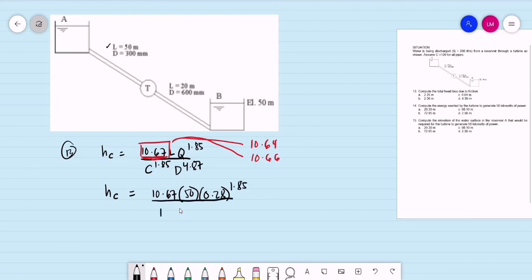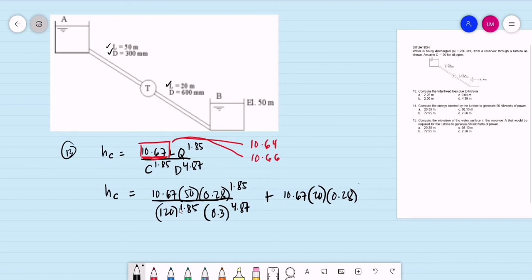I divided by the pipe constant, 120. This is raised to 1.85. Pipe diameter nung una is 300 millimeters or 0.3 raised to 4.87. Okay, plus yung second pipe natin, we have 10.67. The length is 20 meters. Pareho lang yung discharge. 280 liters per second or 0.28 cubic meter per second.